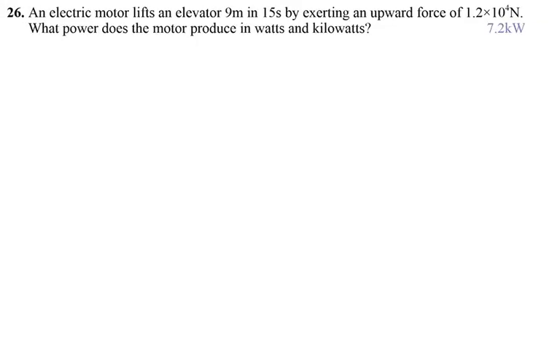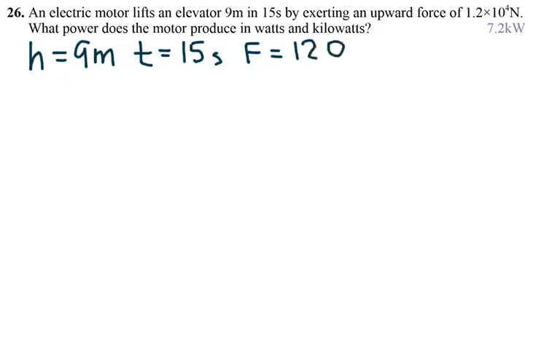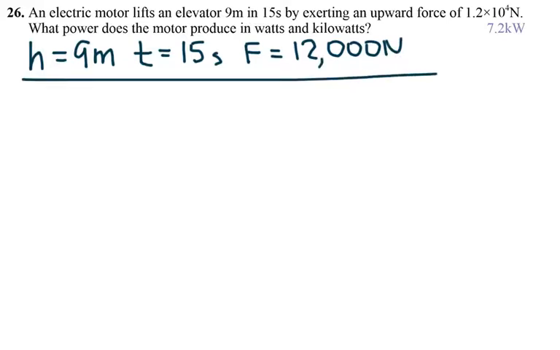This question number 26 is about power. An electric motor lifts an elevator 9 meters in 15 seconds by exerting an upward force of 12,000 newtons. What power does the motor produce in watts and kilowatts? So let's write the information that is given. The height that it's going to lift an object to is 9 meters. The time it takes is 15 seconds, and the force that it applies to do that work is 12,000 newtons. So this is the information that is given.